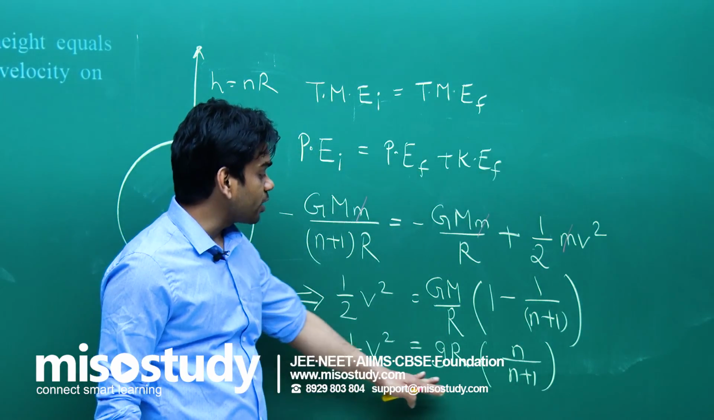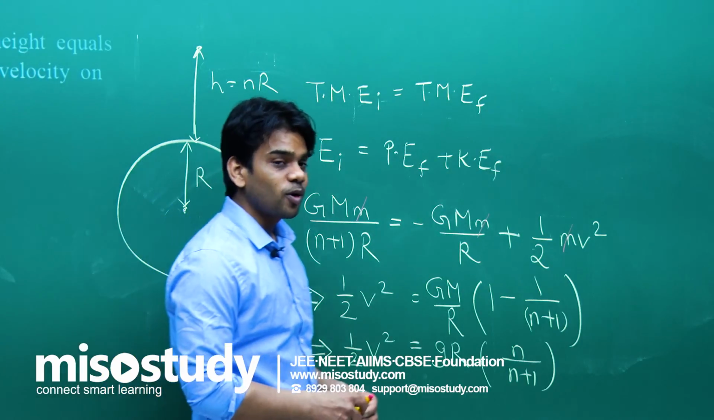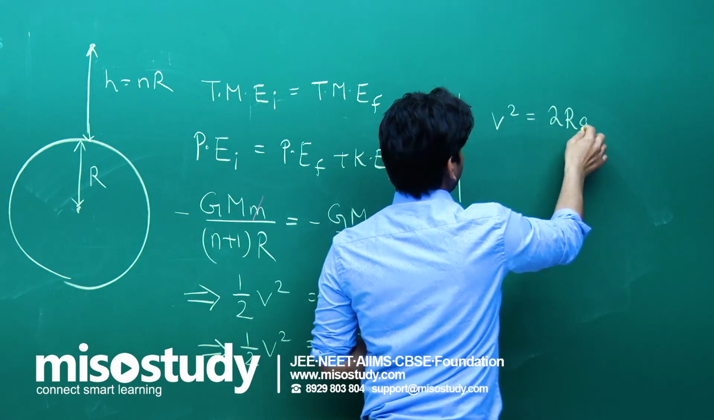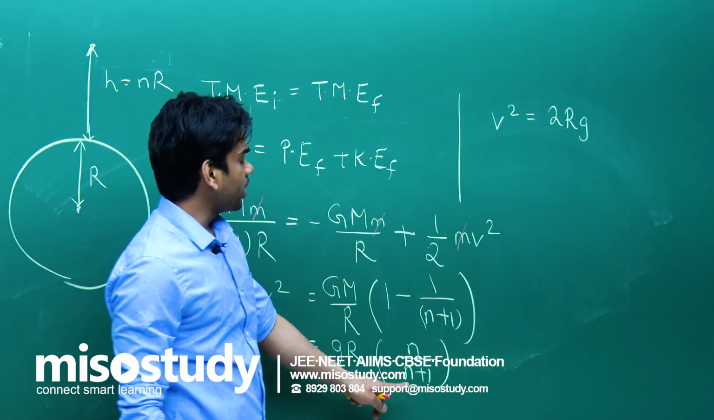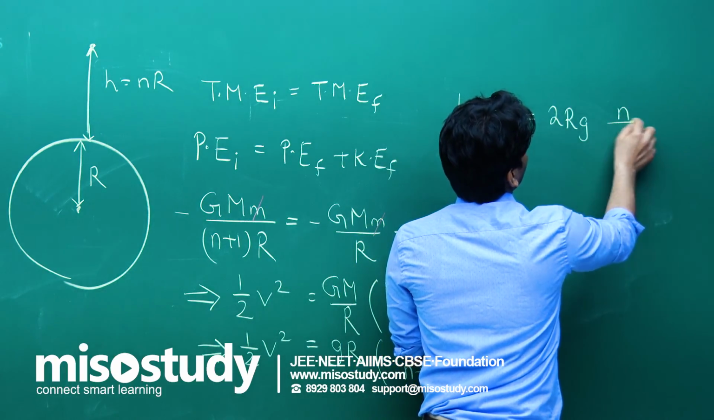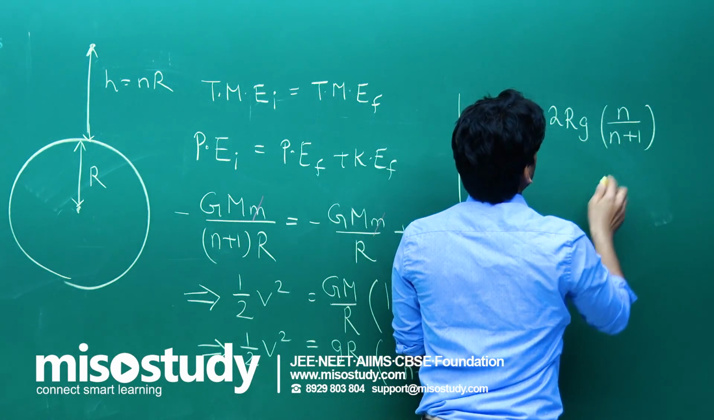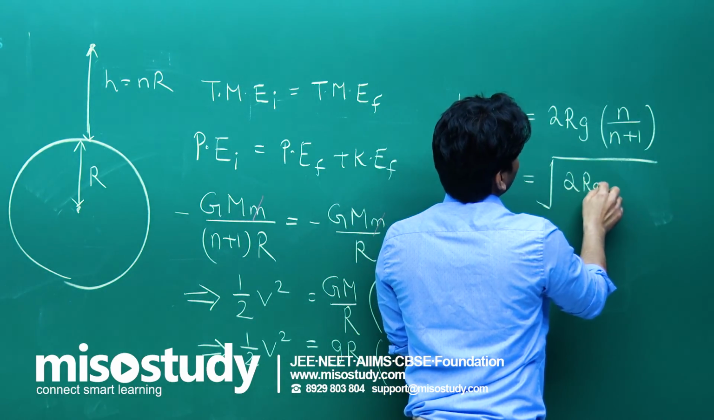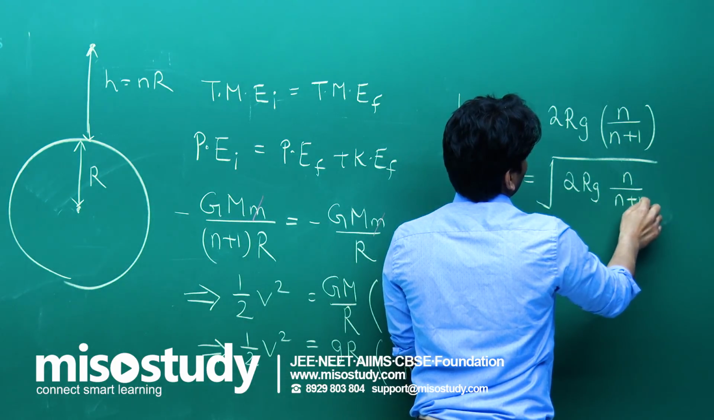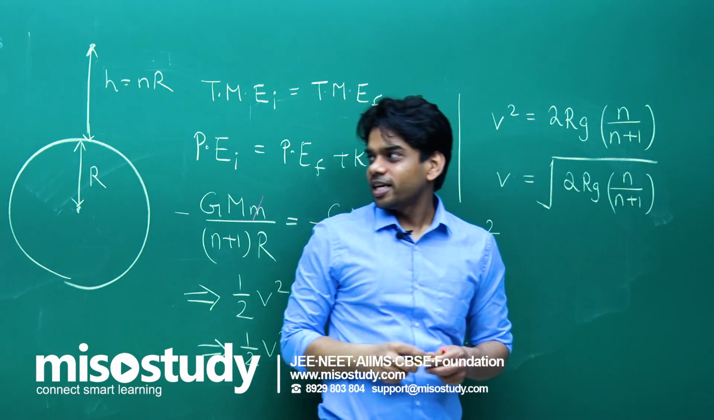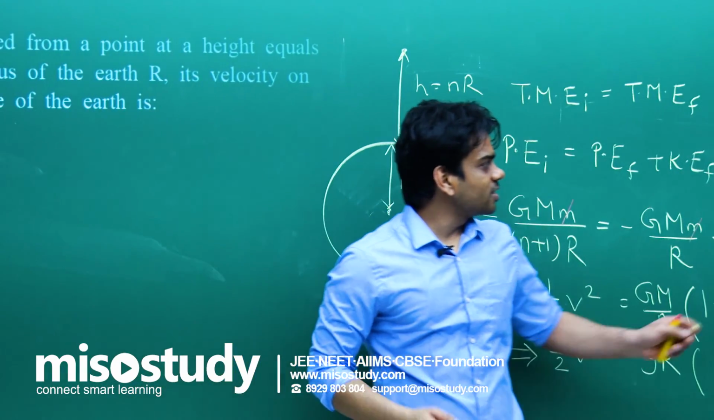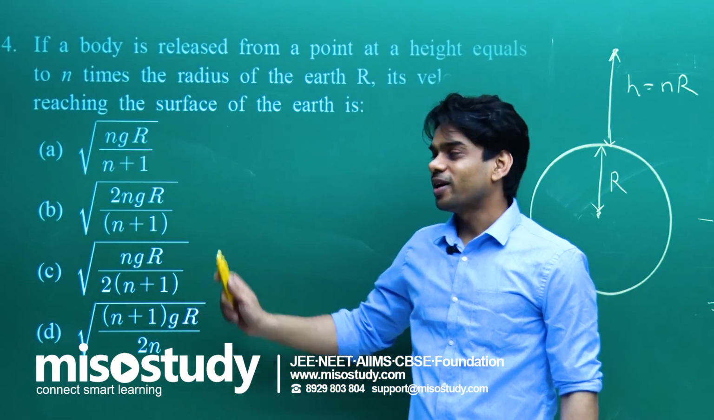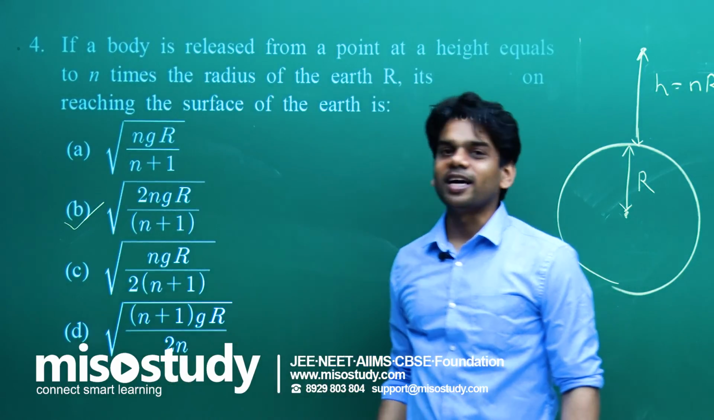Next, half v square is equal to this, so straightway v square is equal to 2Rg n upon n plus 1. Straightway you can take its under root, you will be obtaining v equal to under root 2Rg n upon n plus 1. You can proceed in this way, and let us check the required answer. It is given as 2nRg divided by n plus 1, this is what we are getting as the response. Option number B is the right answer.